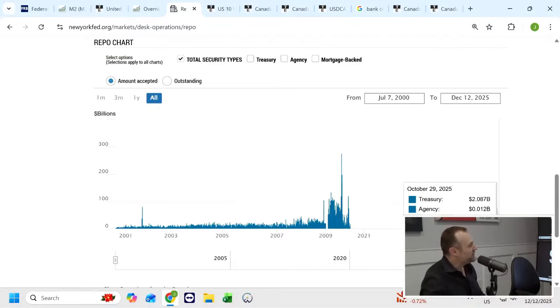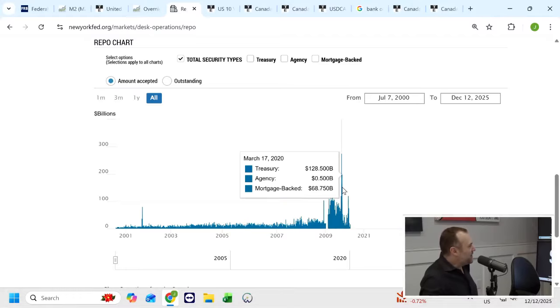Now you get this over here, which is current day. This is late 2025: September, October, November, December 2025. And you see a spike to about $50 billion. When you look at this chart, it might not seem that spectacular, because you see this massive spike to almost $300 billion during COVID.